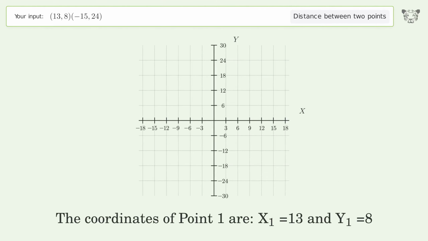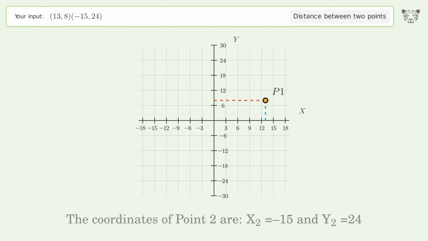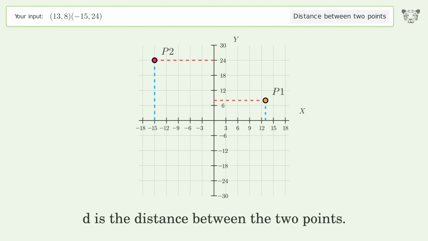The coordinates of point 1 are x1 equals 13 and y1 equals 8. The coordinates of point 2 are x2 equals negative 15 and y2 equals 24. D is the distance between the 2 points.